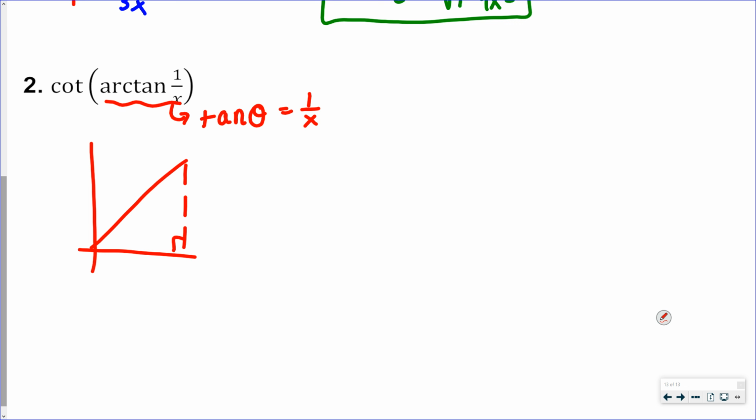Some theta. And let's label what we're given. Tangent is 1 over x. Tangent's opposite over adjacent. And I need to find the cotangent of that angle.